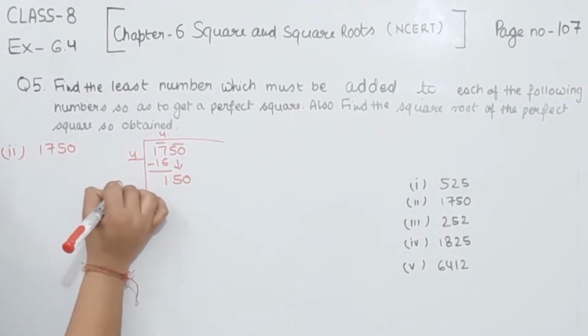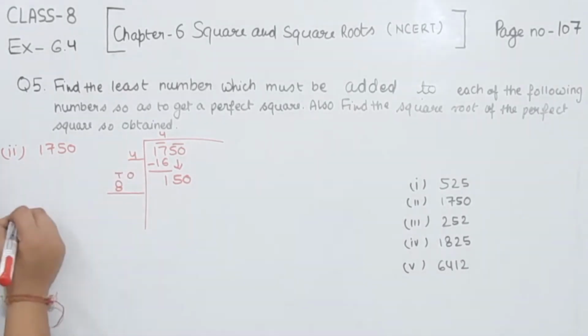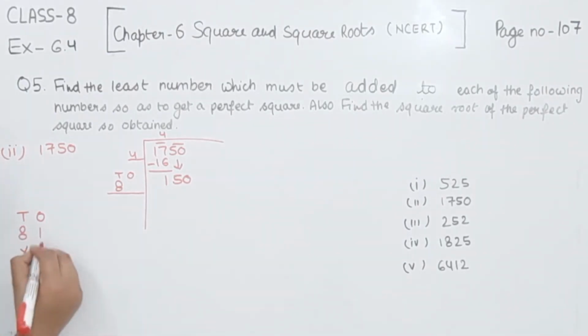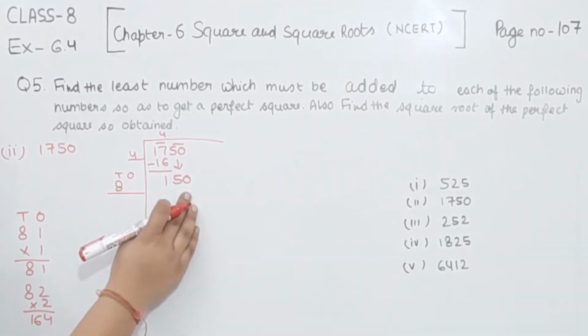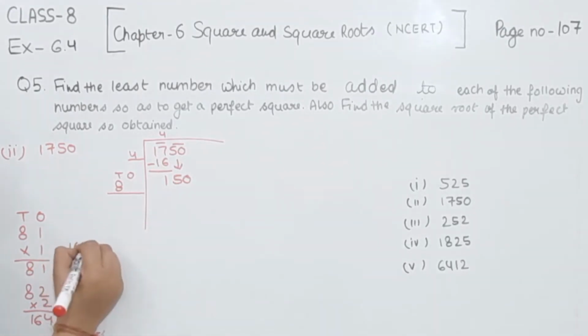Now we are going to double this one. 4 2s are 8. This is the tens place we are having. We have to find the ones place here. So first of all, we are going to take the number as 1. So 1 1s are 1, 1 8s are 8. We are having 81. Now we are going to take 2, then 2 2s are 4 and 8 2s are 16. So we are having 164 and the number we are having is 150. So for reaching 164, we need how much more? We need 14 more.